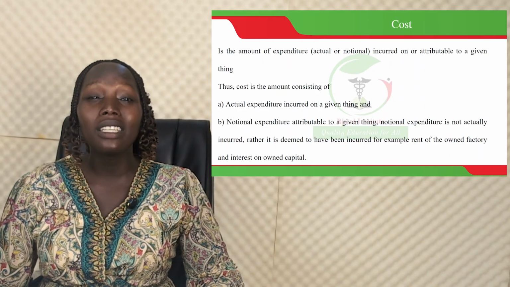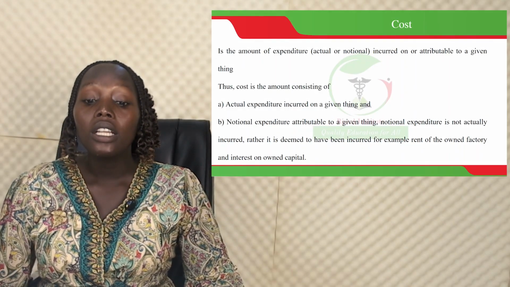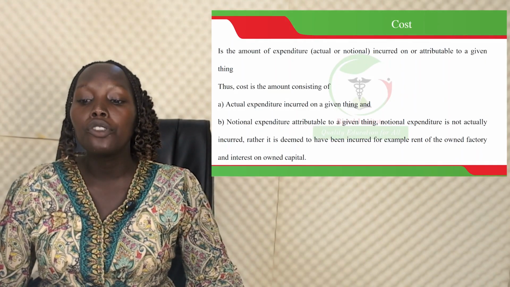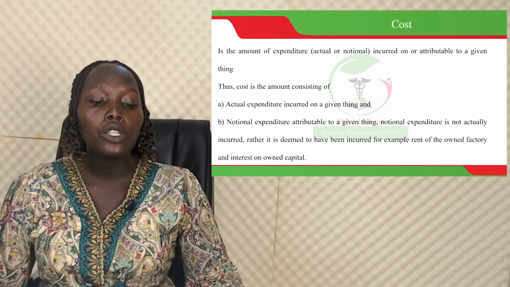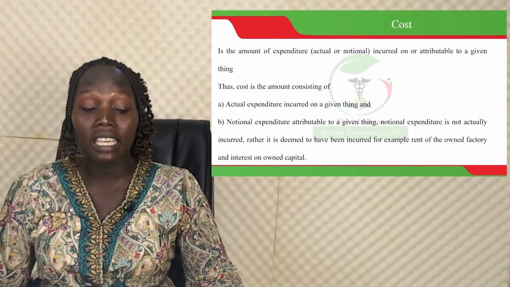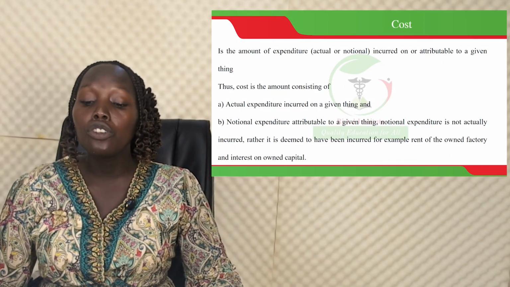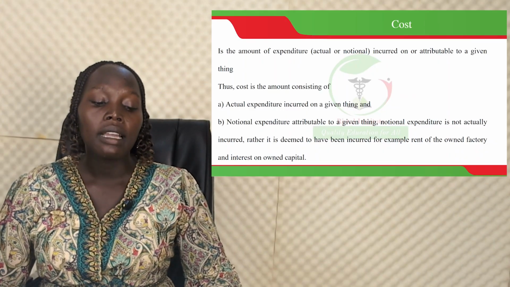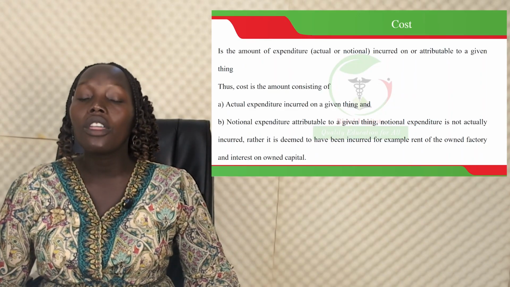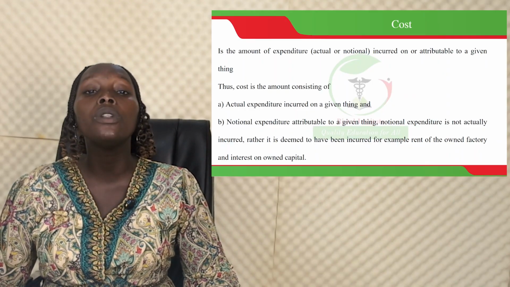Let's understand what is cost. Cost is the amount of expenditure, it can be actual or notional, incurred on or attributable to a given thing. Actual expenditure is incurred on a given thing, and notional expenditure is attributable to a given thing. Notional expenditure is not actually incurred, but rather it is deemed to have been incurred. For example, we have the rent of the owned factory, and then we also have the interest on owned capital.